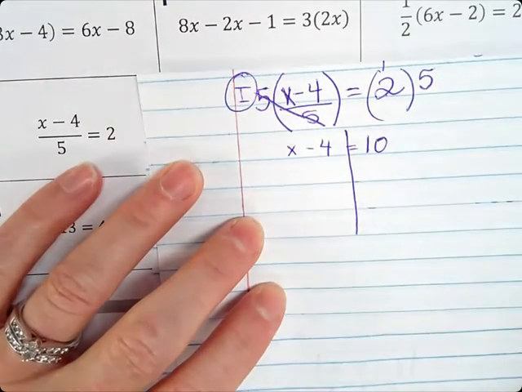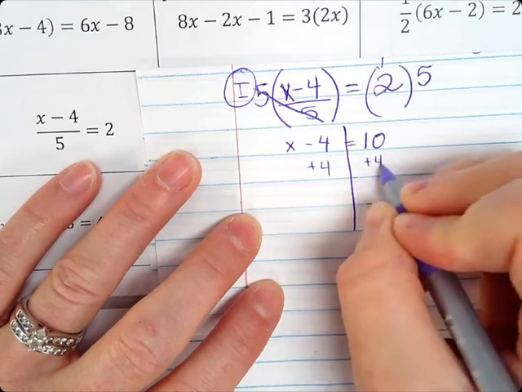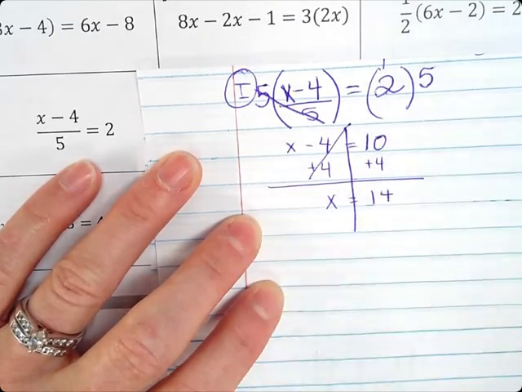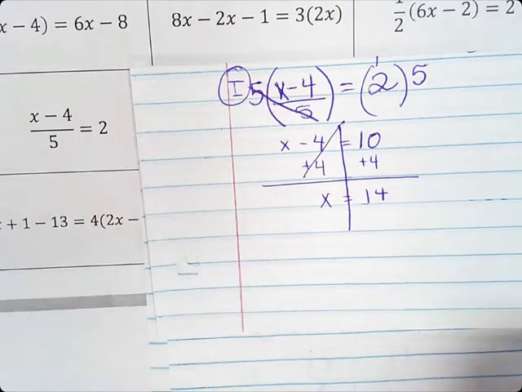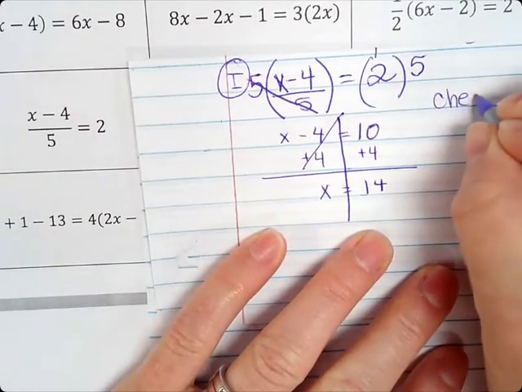So now it's a simple problem. We're going to add 4 to both sides. And we get x equals 14. So getting rid of fractions by multiplying is the best way. So let's check this.